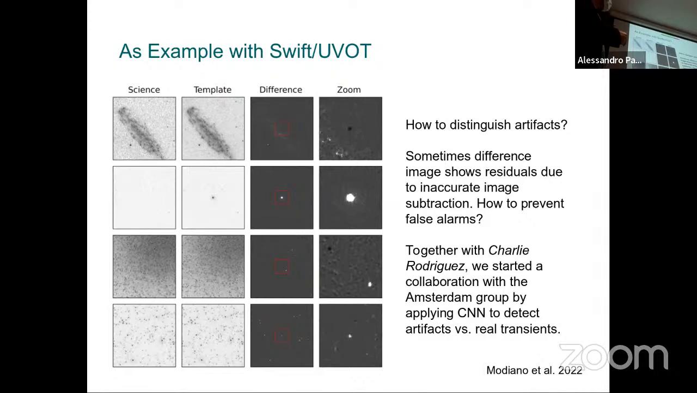So this red square here is this part here that you see zoomed in. As you see here, there is a dark spot. A dark spot means simply that in the template image, there was something brighter than in the new image. So there was something that turned off, perhaps. And of course, the problem that they are having now is that they have a lot of artifacts, because when you create these difference images, it's very sensitive to the calibration of your images. So if there are some defects or some strange features in the image, you're going to detect false positives.